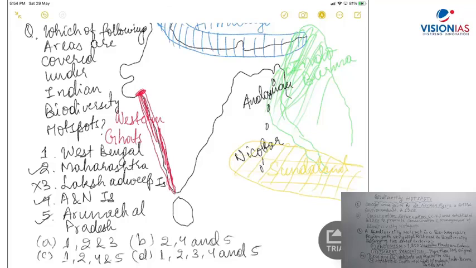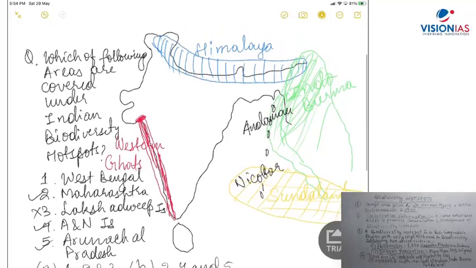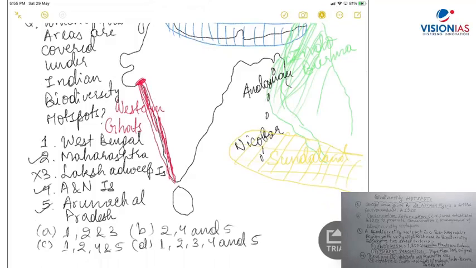But can we relate West Bengal with the Himalayan range? Can West Bengal be part of the Himalayan range? I've already drawn here Darjeeling. Let's say Darjeeling, North Bengal, Darjeeling, in the part of Himalayas there. So that's what I've given as a choice here. Right? So this is the way you have to be very clear with the mapping part of it.